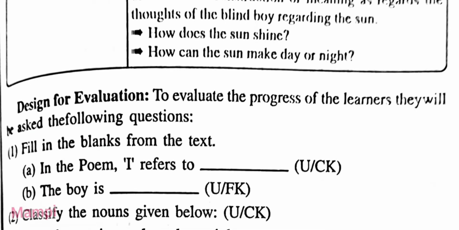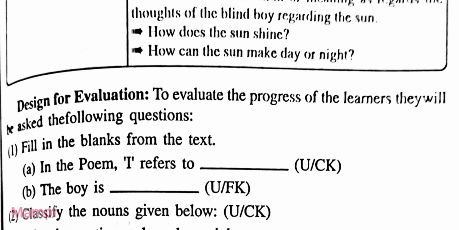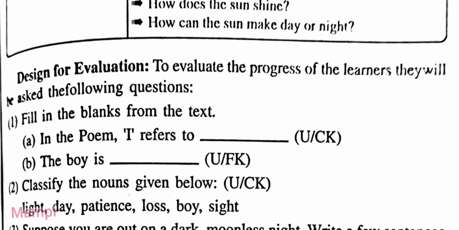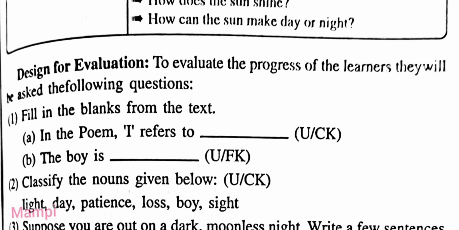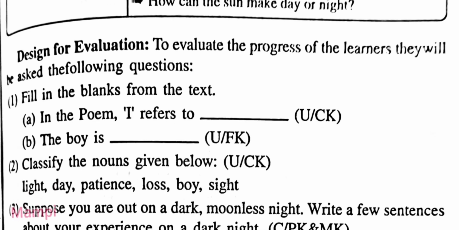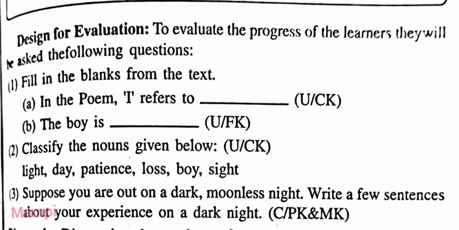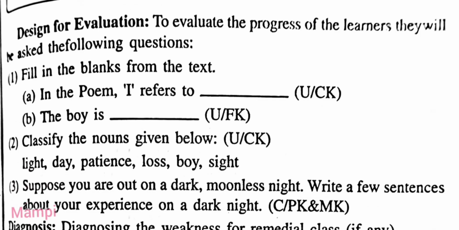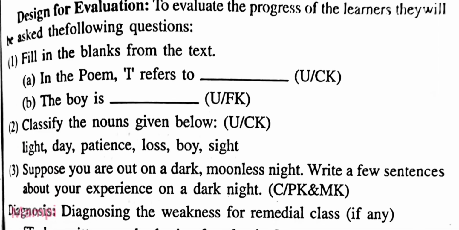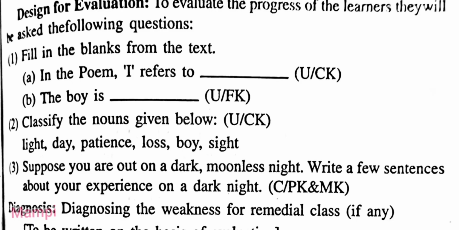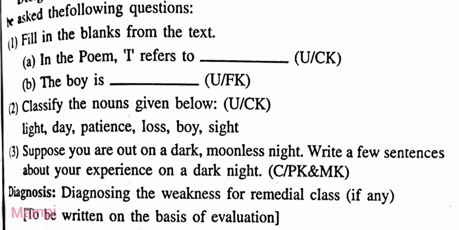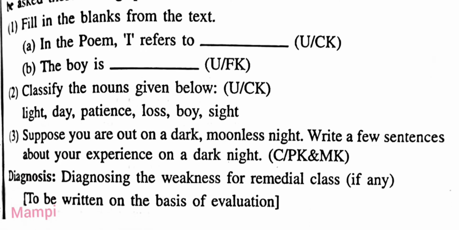Next is classify the nouns given below. And the words are light, day, patience, loss, boy, sight. Next is number 3. Suppose you are out on a dark, moonless night. Write a few sentences about your experience on a dark night. Next point is diagnosis. Diagnosing the weakness for remedial class, if any, to be written on the basis of evaluation.